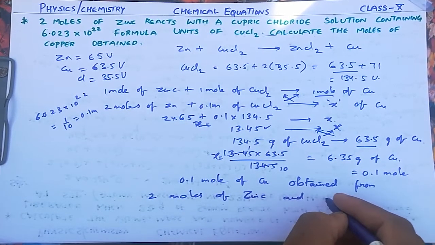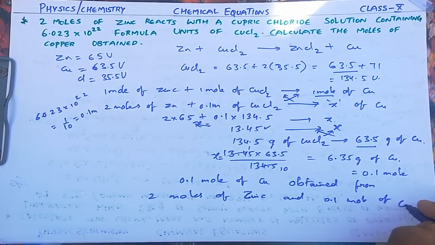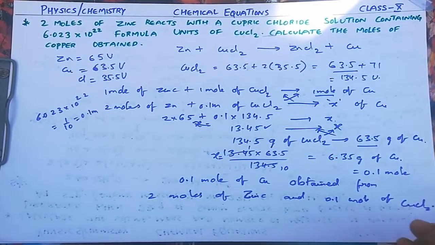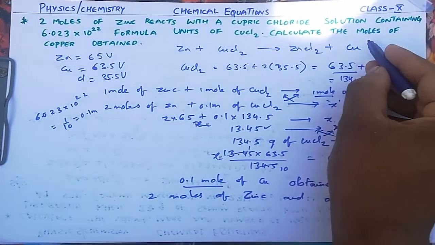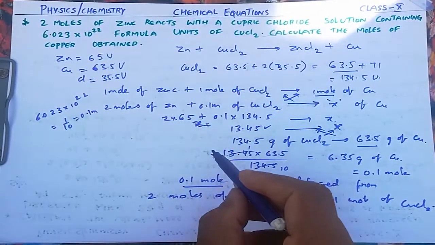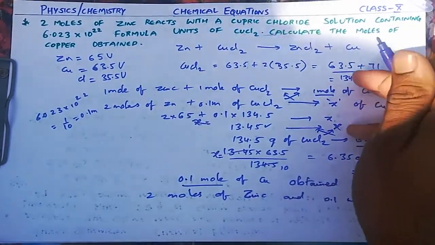and 0.1 mole of cupric chloride. So the answer is 0.1 mole of copper. Calculate the moles of the copper obtained. So we got 0.1 mole. I hope you understood.